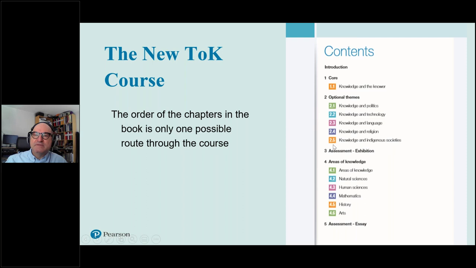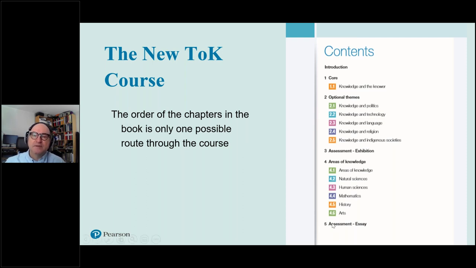Then we have a chapter devoted to the exhibition, which is the new assessment item, which I'll say something more about later. Five areas of knowledge: natural sciences, human sciences, mathematics, history, and the arts. Those are all compulsory now. There are no options there. And that has implications for the sort of questions you might be encountering when it comes to the essay task.